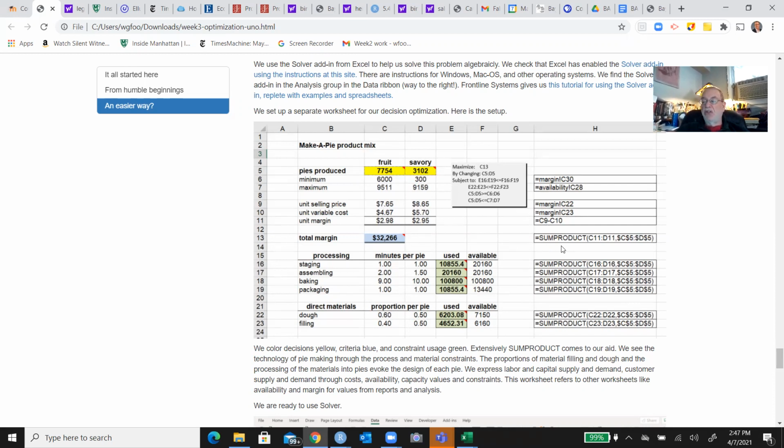And we have a total here, which is the SUMPRODUCT of fruit and savory with the 2.98 and 2.95 unit margins. It's 7754 times 2.98, that's the product, plus another product, 3102 times 2.95, voila, kind of French, I guess, for total margin. Now, if we go up and look at something else, we might come up with a different number, but that's a different issue. I might even have a typo up there.